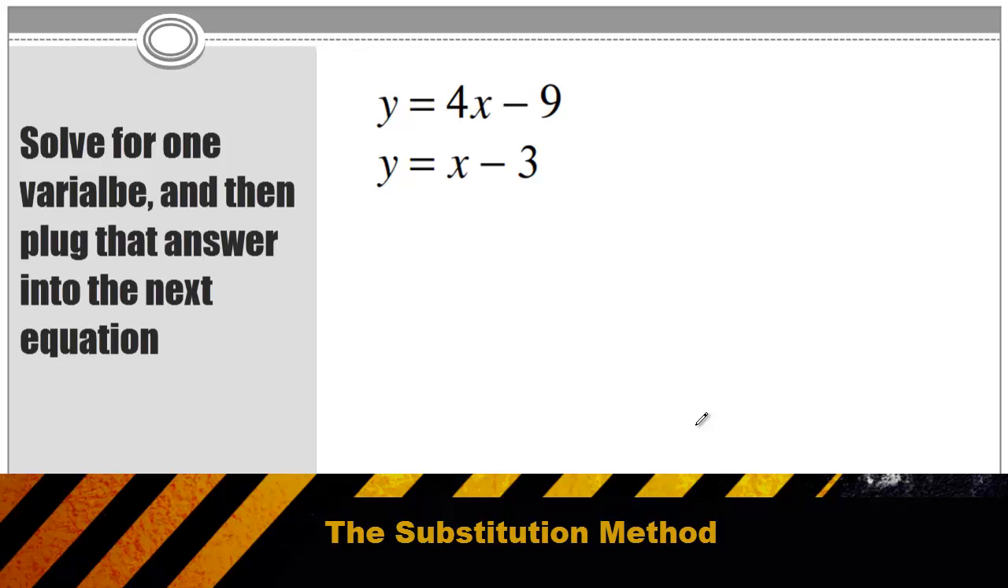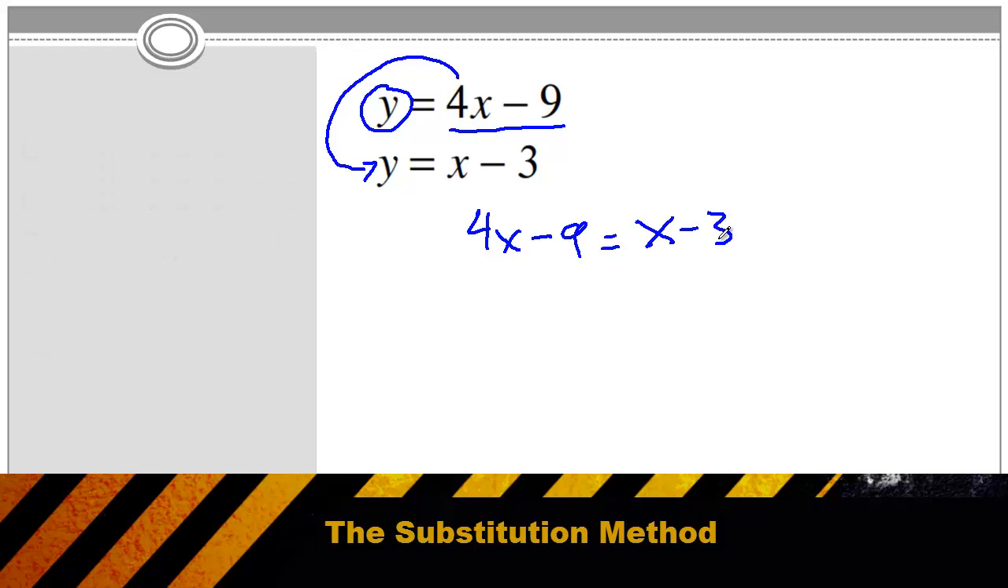These problems may look more challenging, but it's still the exact same process. We isolate one variable and then plug that answer into the second equation. Again, they've done us a huge favor by already isolating y. I know that y is equal to 4x minus 9. So I can take that answer and plug that into my second equation. So I can rewrite the second equation as 4x minus 9 is equal to x minus 3.